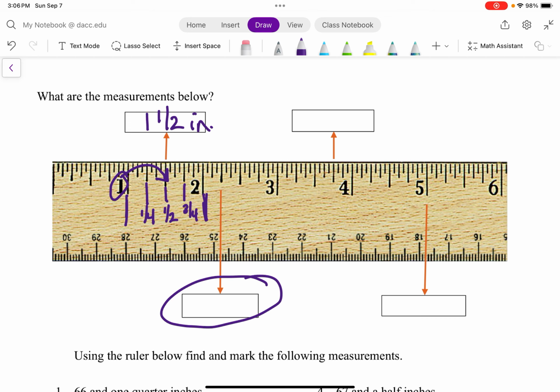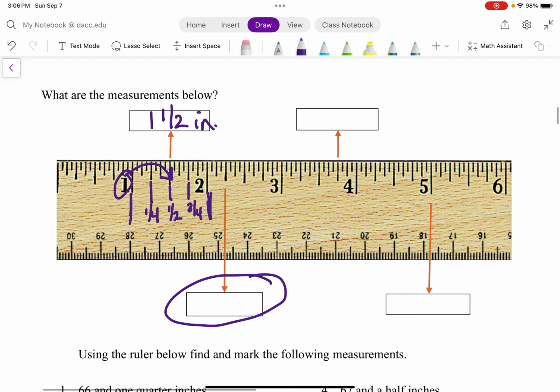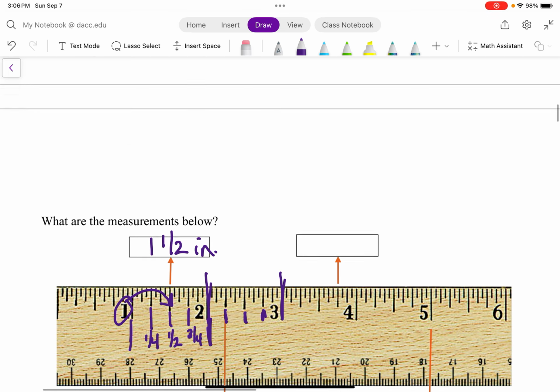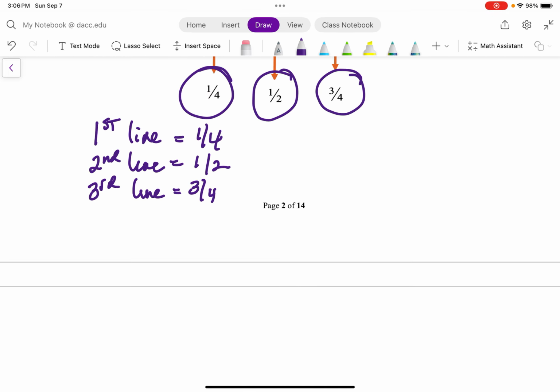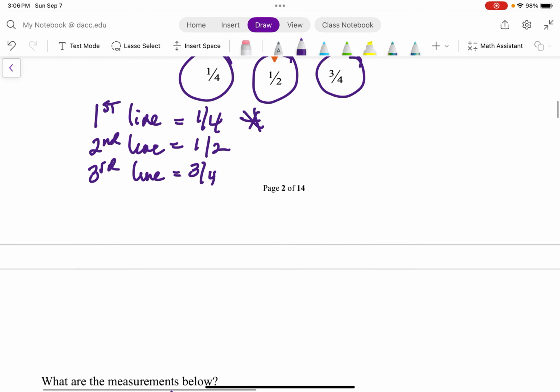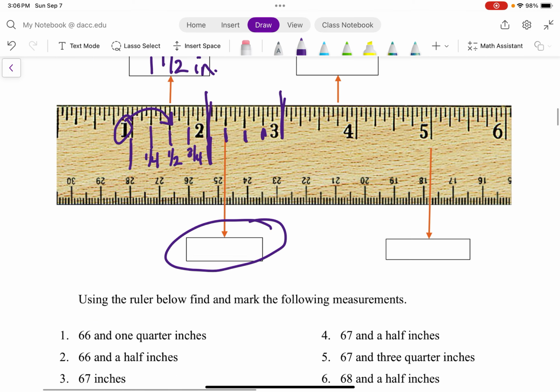Now let's look at the arrow down below here. So we're looking at this guy next. So again, mark where your long lines are. We've got long line here, here, and here. So those are the long lines in between 2 and 3. Which line is it? It's the first line. The first line is what? First line is a quarter. So, but it's the first line after 2. So this would be 2 1/4 or 2 1/4 inch.